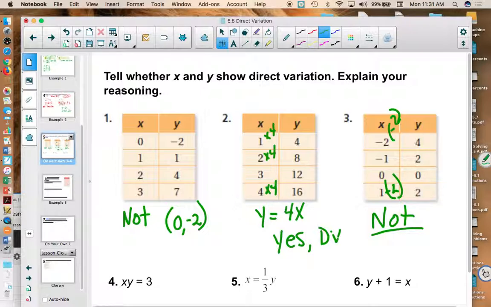Y equals 3x, or the constant proportionality is 3. Here's what we knew. Everything here was multiplied by 4. Y equals 4x. That's proof that they are direct variation. And to answer the question, the third part was, what is K?